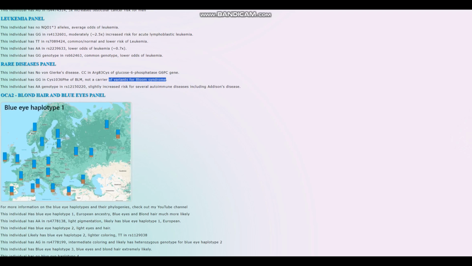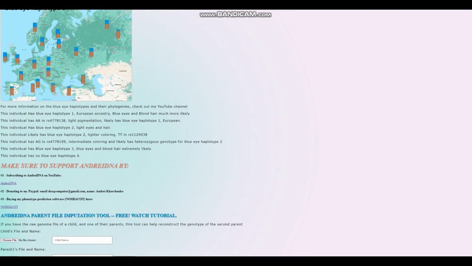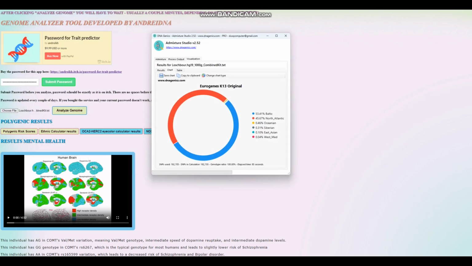And he's got this genotype actually, which slightly increases risk for various autoimmune diseases, including Addison's disease, which is very interesting. But it's not a really rare genotype. It's just a genotype that you might not want to have because it increases the risk for a bunch of stuff, from Addison's disease to, I remember, diabetes as well. You don't really want to have this genotype. All right, that's pretty much all there is to it. So that was Loschbour. Now let's go ahead and look at his scores with Eurogenes K13.